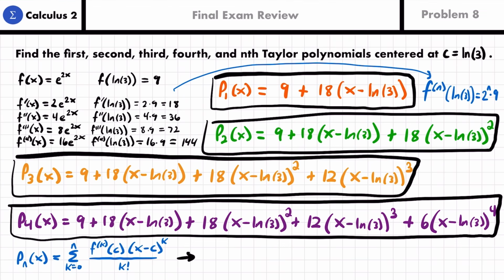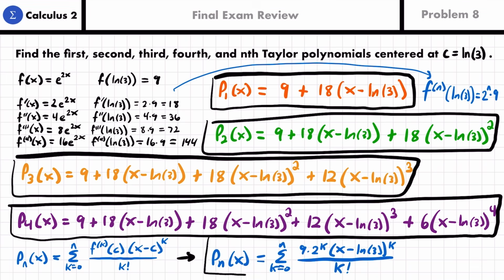So what we get here for the nth Taylor polynomial is p sub n of x is equal to the sum from k equals 0 to n of 9 times 2 to the power of k. I'm just putting the constant out front. It doesn't really matter, but that's how I prefer to write it. But this is the same expression that we had here. That is our k derivative evaluated at the natural log of 3. And that will be multiplied by x minus c, which is the natural log of 3 to the power of k. And then that is divided by k factorial. That right there would be the nth Taylor polynomial for this problem.